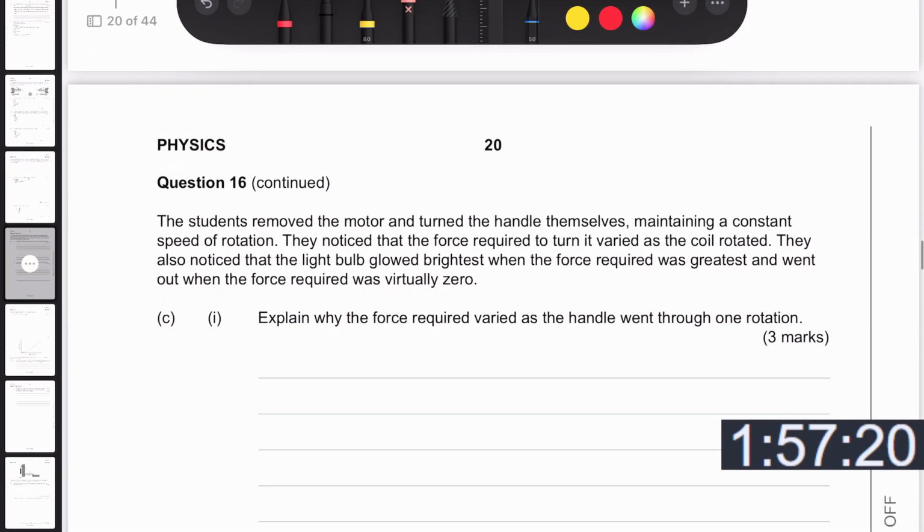And then the students remove the motor and turn the handle themselves, maintaining a constant speed of rotation. They noticed that the force required to turn it varied as the coil rotated. They also noticed that the bulb glowed brightest when the force required was the greatest, and went out when the force required was virtually 0. Explain why the force required varied as the handle went through one rotation.